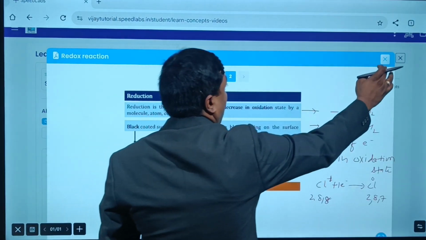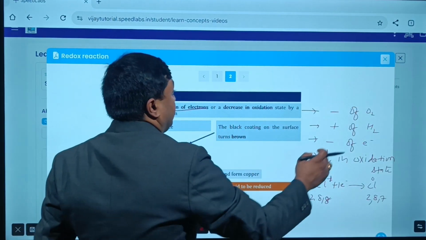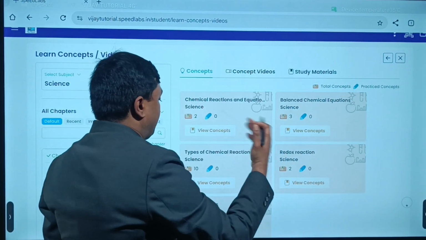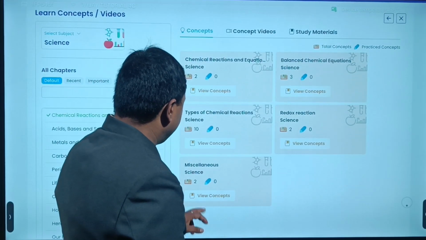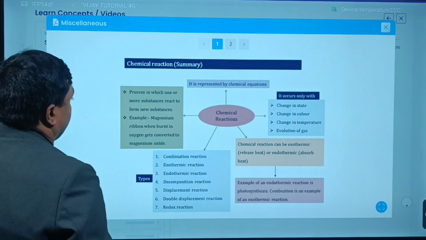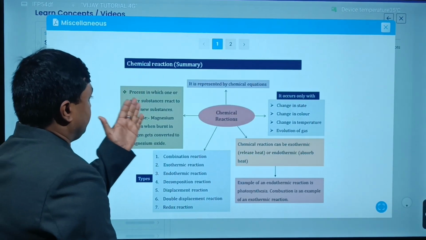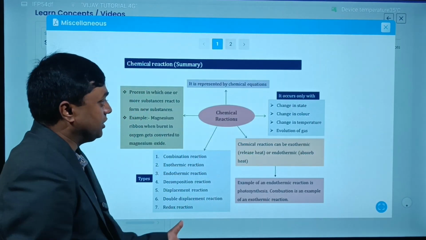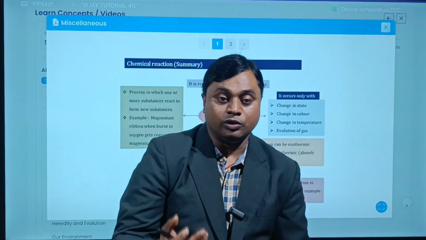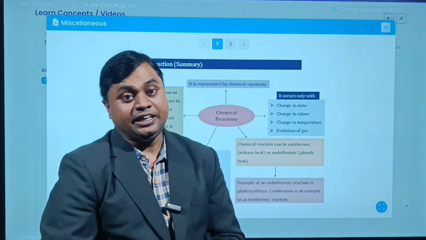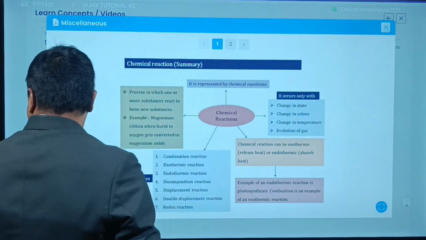So this is all about the types of chemical reactions. We have some miscellaneous concepts. Let's see. Here the summary is there. We can see the summary, chemical reaction, the types of reaction. Two more topics I want to discuss with you: what is rancidity and what is corrosion? Let's see.